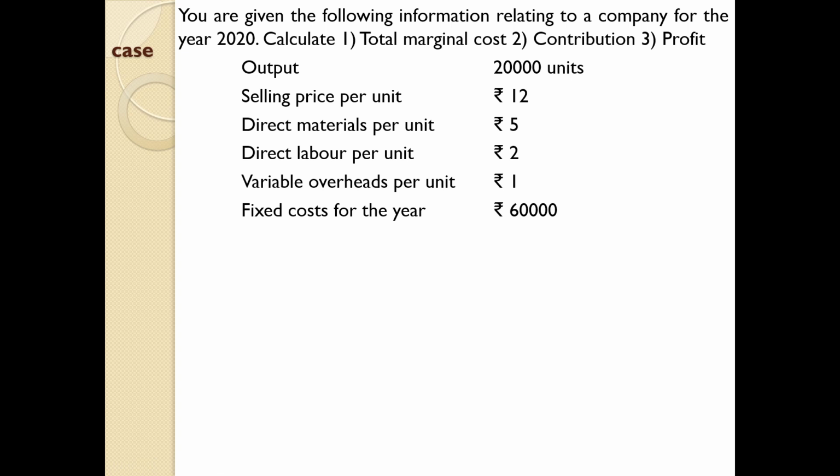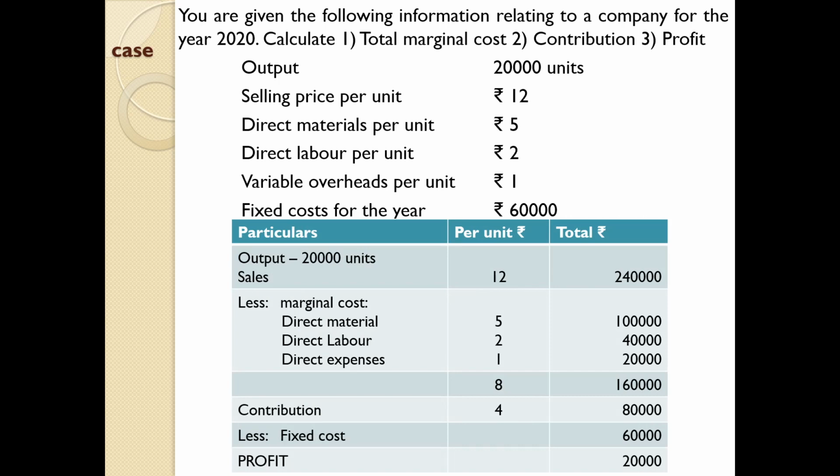So, let us deal with how to prepare this marginal cost statement, and remember, in almost all the questions, fixed cost will be given as a total amount. Never expect fixed cost per unit. So, this is the style of a marginal cost statement. I hope you have learned this statement in the previous semesters. So, just go through it. Output 20,000 units, particulars, per unit, total amount. 20,000 units is the total output during the period.